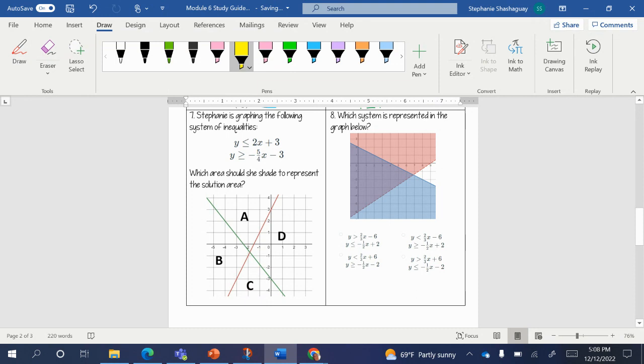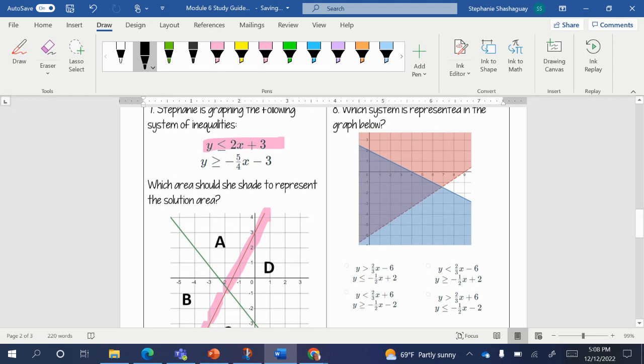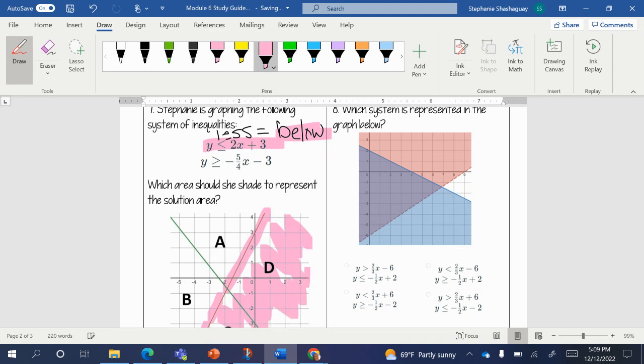Question 7. Stephanie is graphing the following system of inequalities. So first, let's identify our line. So y is less than or equal to 2x plus 3. So that's this line right here. This is saying y is less than. And if it's less than, then it's going to be below. I'm shading below the line. So if I'm shading below this line, this is where I would be shading.